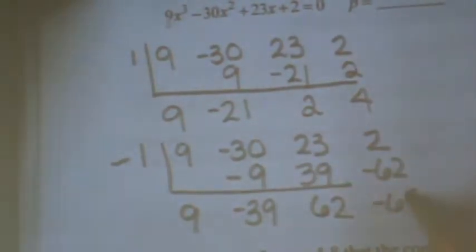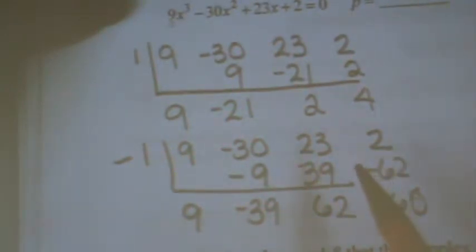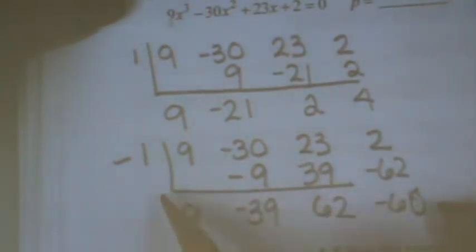With synthetic division, and this is what you missed yesterday, you bring down the first term, you multiply, you put that there, and you add. Multiply, add. Negative 1 times negative 39 is positive 39. This times this is negative 9, and then you add these. Okay. Multiply and add.